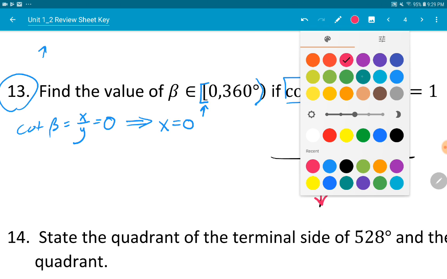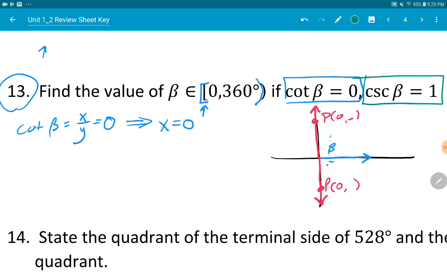Okay, next clue we're given is cosecant of beta equals 1. Cosecant of beta is the inverse of sine, which is y over r, so the inverse of that is r over y, and we're given that equals 1. And the only way for a fraction to equal 1 is if both the numerator and the denominator are the same number. I know r is positive because r is always positive, r is a distance. So that must mean that y is positive also. So we'll say y is positive.